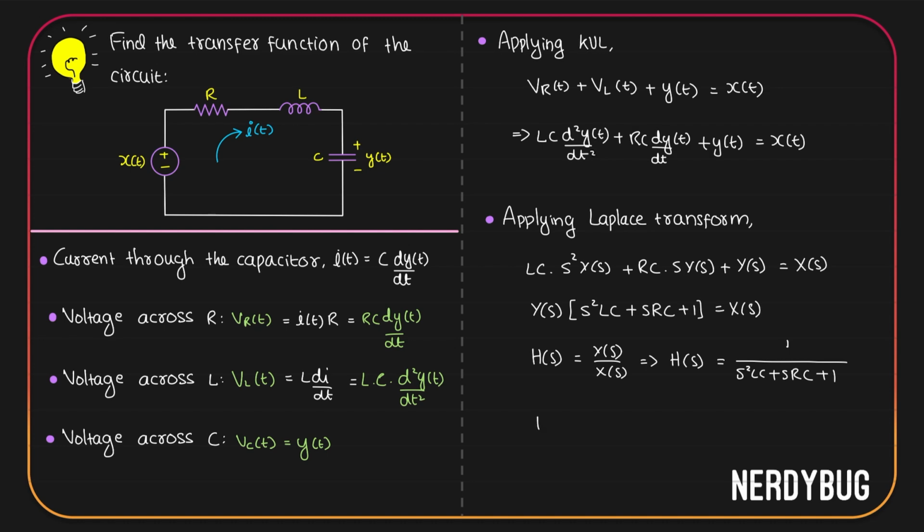To represent it in a better way, let us take H(s) and from the denominator let us take LC out. The first term becomes s², the second term becomes s into R/L, and the third term becomes 1/LC.